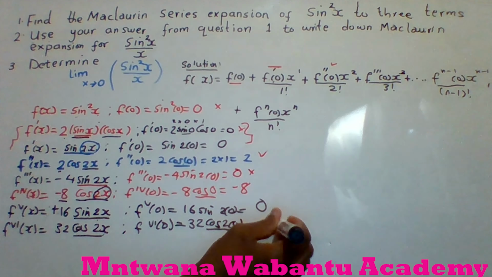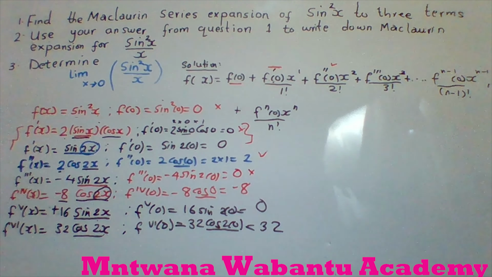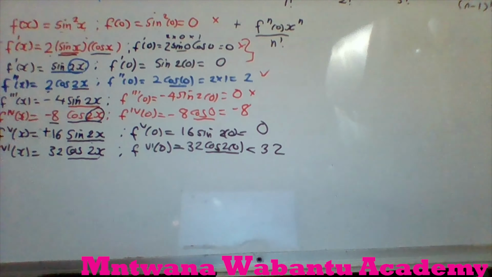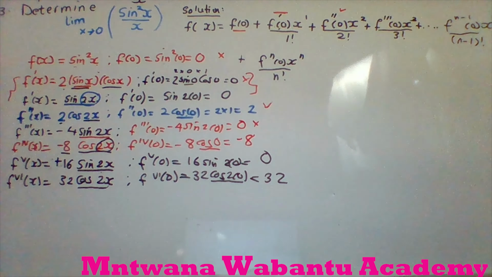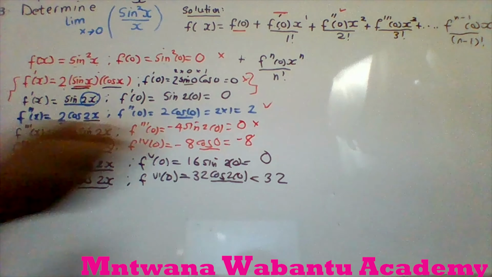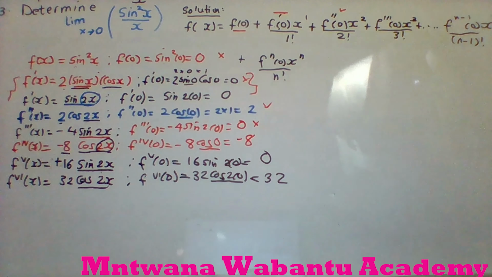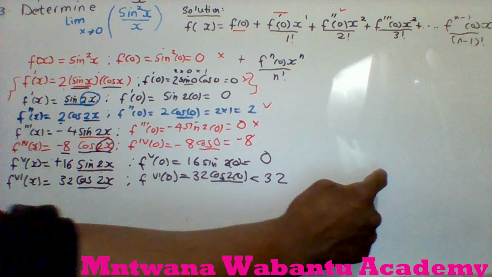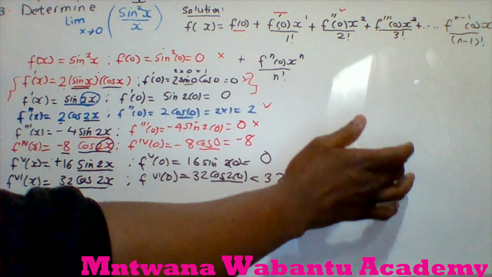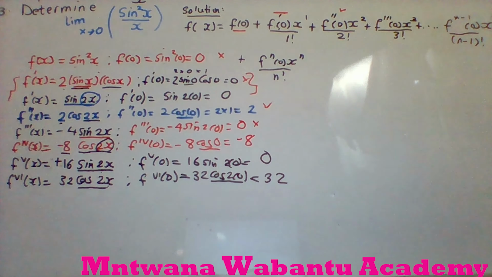equals 32. So I don't need to continue because they want 3 terms. But if they wanted 4 terms, then I could have continued so that I get a term which is not 0. So I got my 3 terms. What I'm going to do now is plug it into my given formula and finish all the business. So what we're going to do now, we're going to plug it in here.